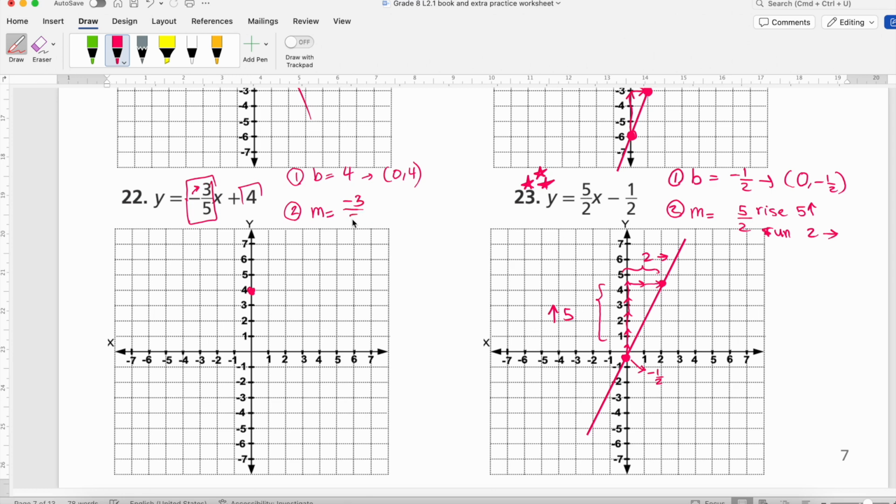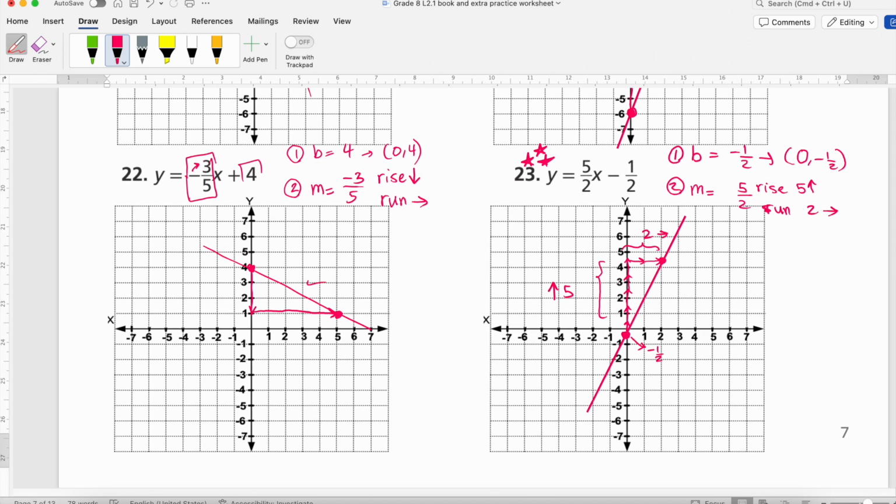Negative 3 over 5. So I'm going to rise 3 negative, meaning 3 down, and run 5 positive, meaning 5 to the right. Rise 3 down. Run 5 to the right. Done. This is my other point, and just connect. I'm not sure if I'm going to get it. I didn't. Wait 1 second. Yep, got it.